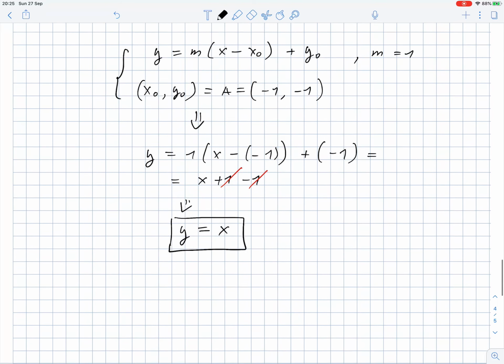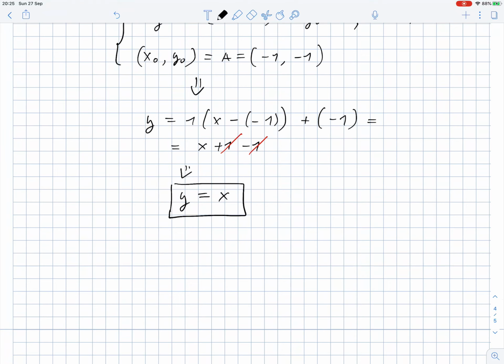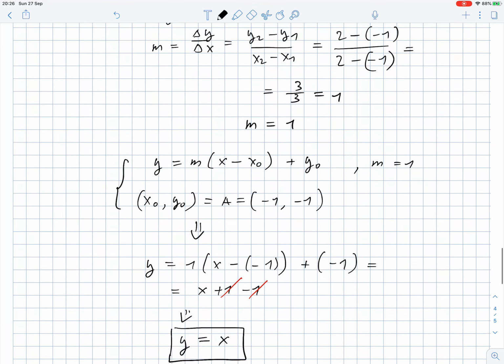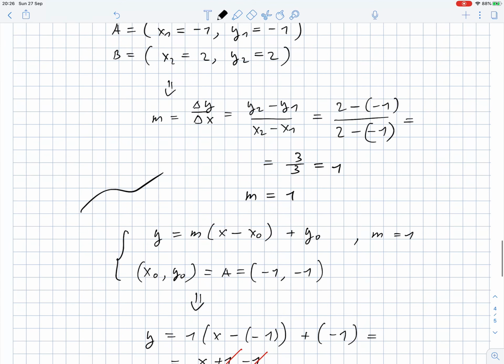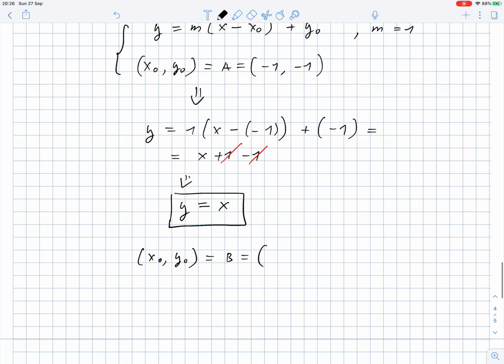Now, of course, you could take a second fixed point, not A, but B. Let's check if we will get the same result if we take B as a fixed point. And what was it? 2 and 2. Okay. m still equals 1. The slope is still 1.